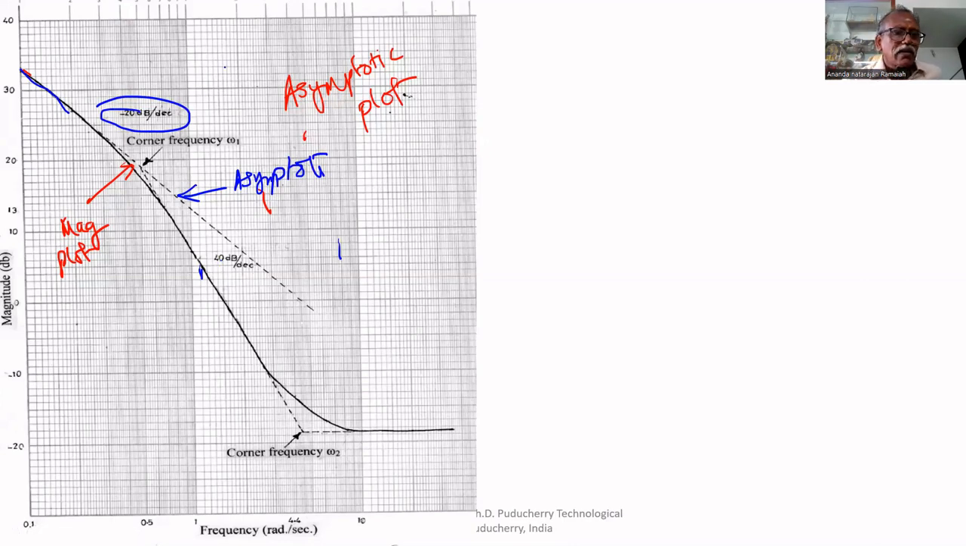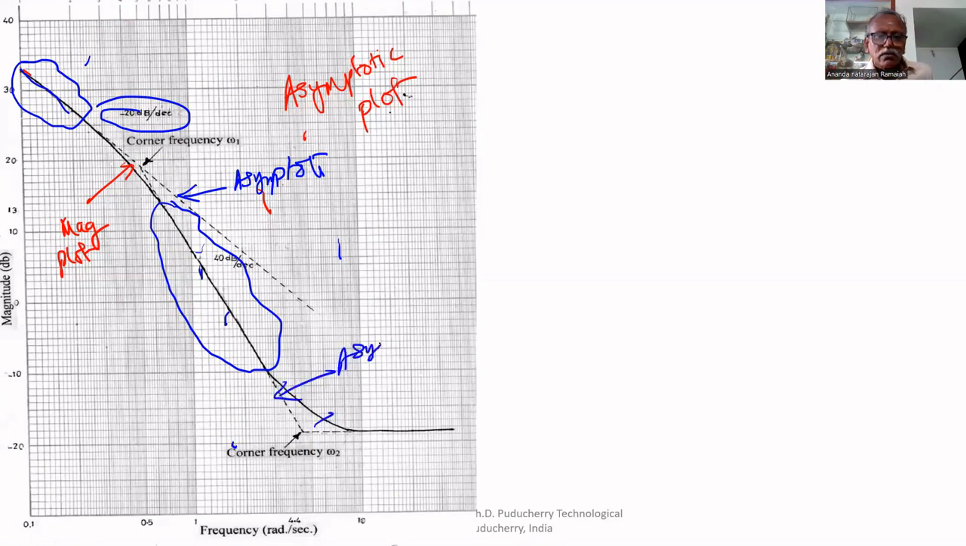Here, the first asymptote covers this much area. Here also, this covers this much area. So if we draw a line, this is the asymptote. This is the second asymptote. For the third asymptote, for this part, you have to draw a horizontal line. So now the plot becomes like this. The dotted line is the asymptotic plot.